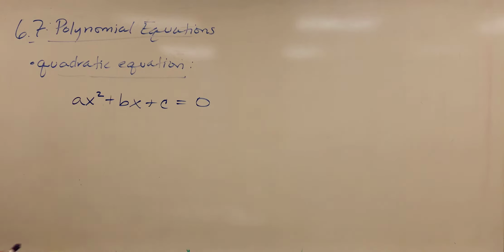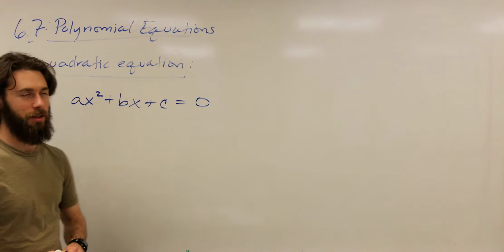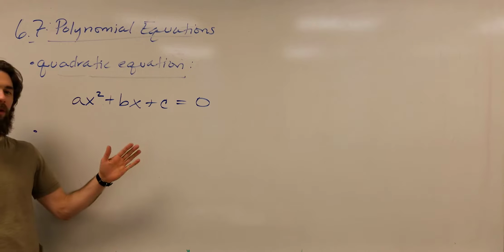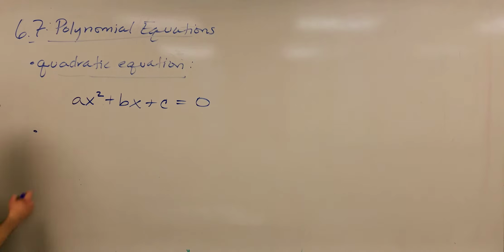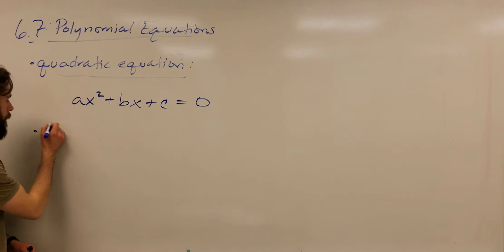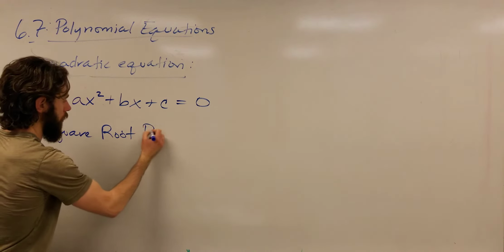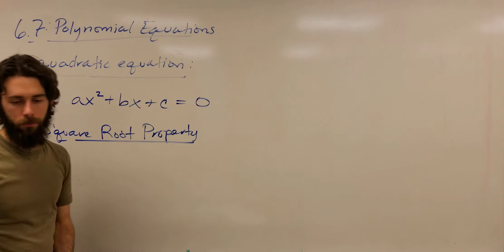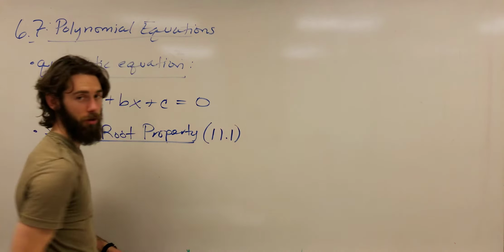So we have a couple of techniques for this. I'm going to go a little bit out of the order of the book because it's just a better arrangement, I think. One of your techniques: there are some cases where we have a simple quadratic equation where the middle coefficient is 0. So we will use something called the square root property. Okay, that actually comes from section 11.1 of our book.